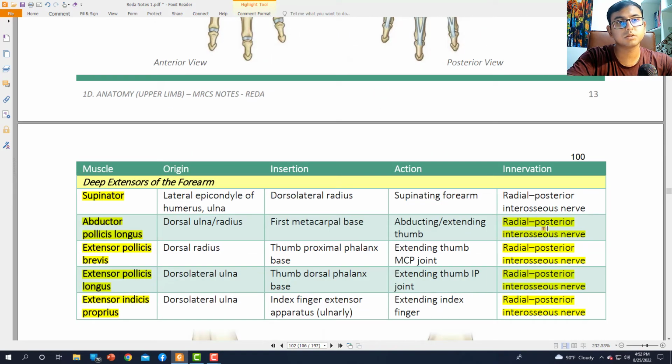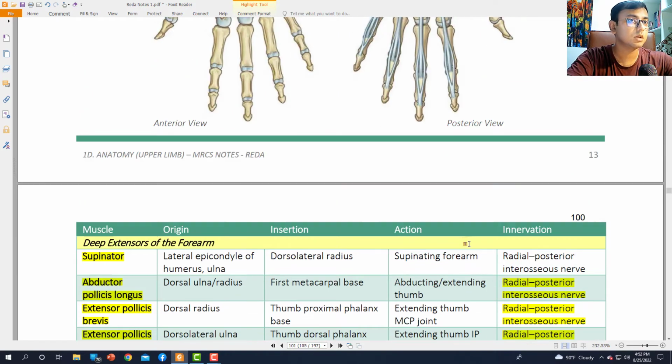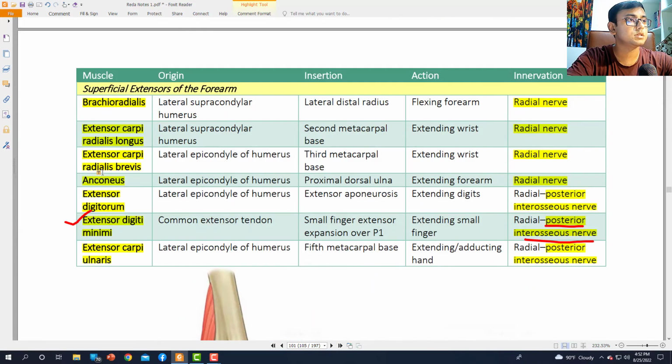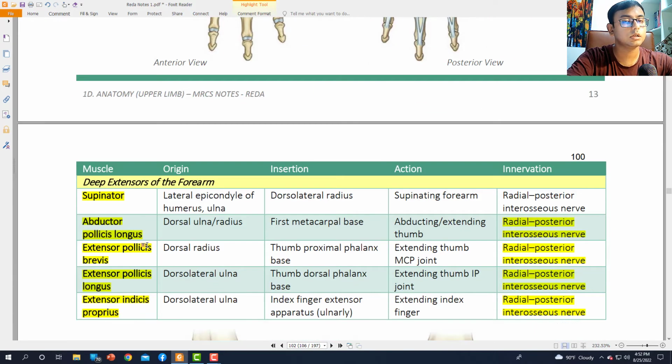It is supplied by the posterior interosseous branch of the radial nerve. And the superficial muscles are like this: brachioradialis, extensor carpi radialis longus and brevis, anconeus, extensor digitorum. I hope you will remember or recapitulate it by doing revision.